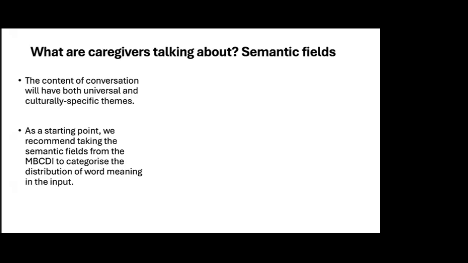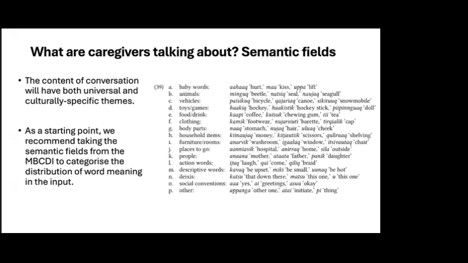When it comes to the distribution of semantic fields in child-directed language, what we've recommended as a starting point is to not reinvent the wheel here, but to take the semantic fields from the MacArthur-Bates Communicative Development Inventory. If we want to talk about what that is, we can do that after the presentation. But take the semantic fields from the MacArthur-Bates CDI to categorize the distribution of word meaning in the input. And this is what was done in the Inuktitut sketch.